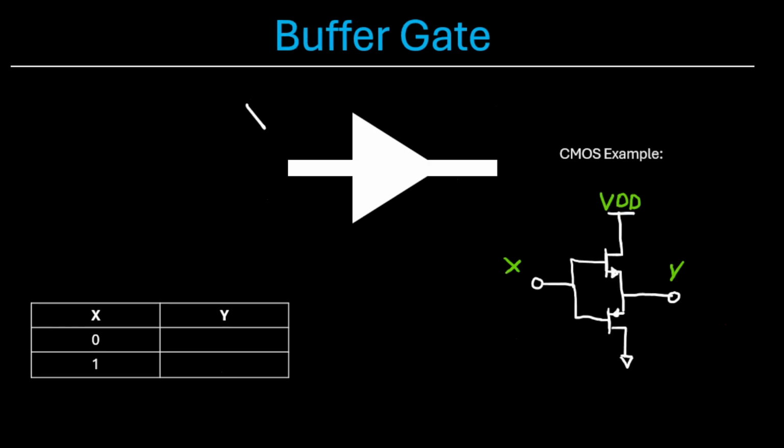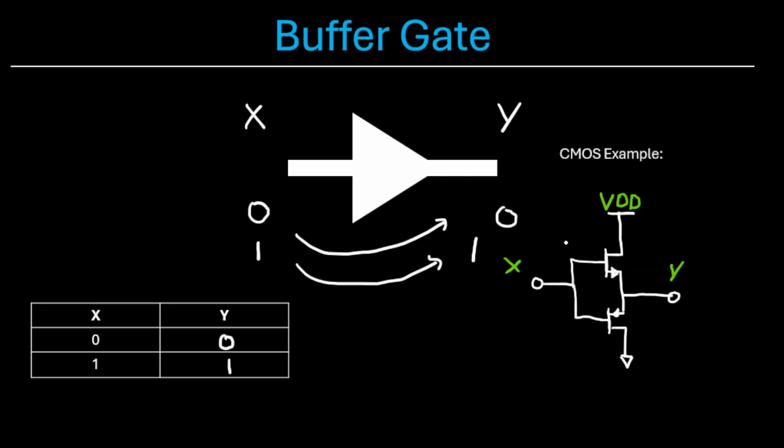Now, here's our buffer gate. Again, input X, output Y. So if we input a 0 into the buffer, our output will also be a 0. Okay? In the other case, if we input a 1, our buffer's output will again be 1. So the buffer essentially connects your input to your output.